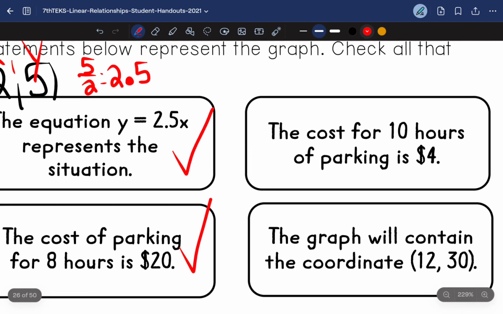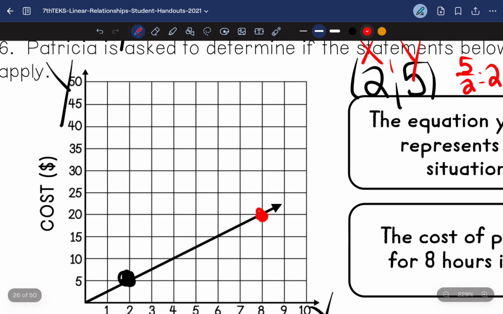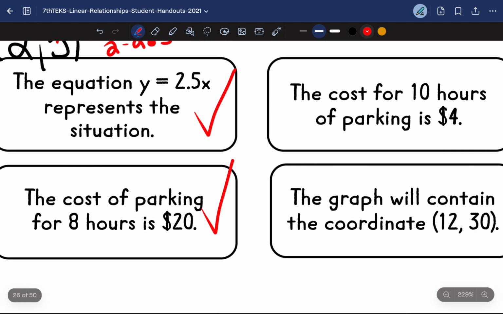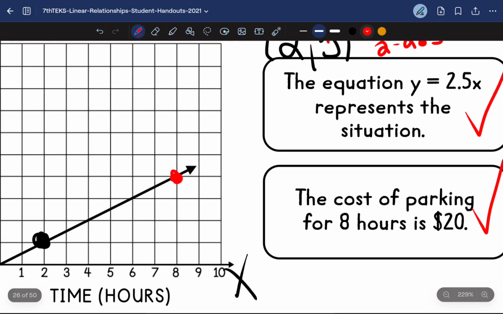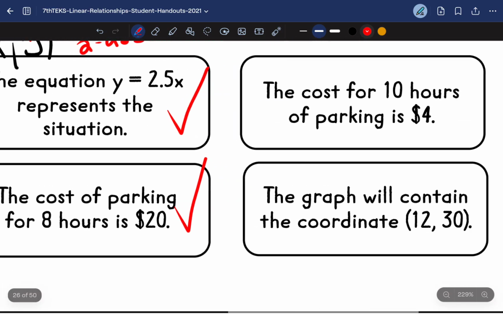The next one, it says the cost for 10 hours of parking is $4. So looking at the graph, I can't go to 10 hours, but what I can do is look at the cost, which it said is $4. So if I look a little bit below 5, it would not be 4 hours. It would be less than 2 hours. So that one is not a true statement.